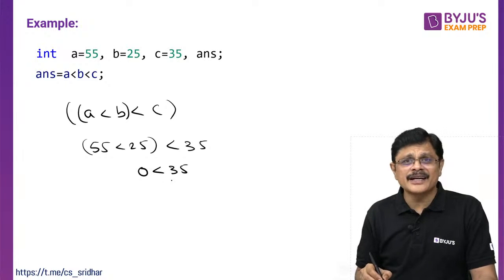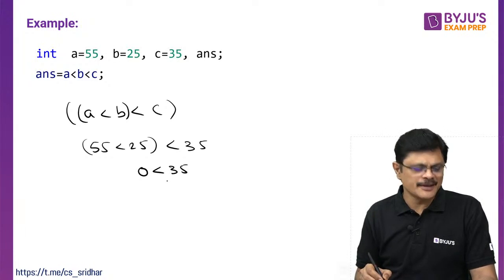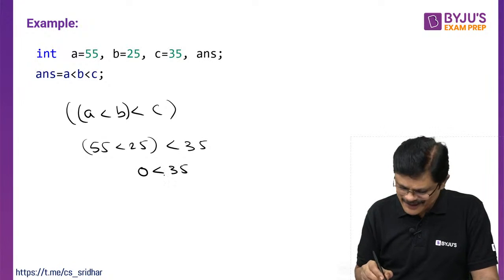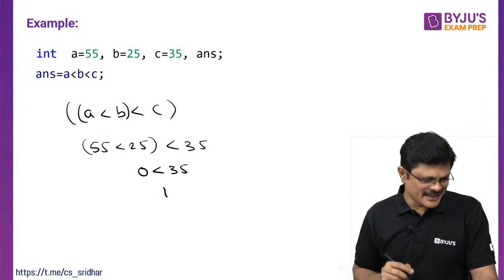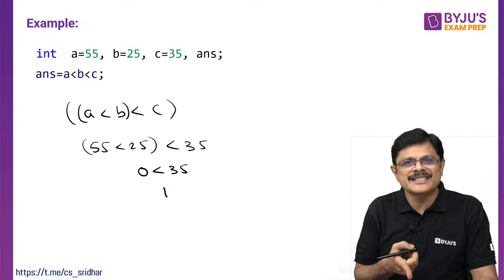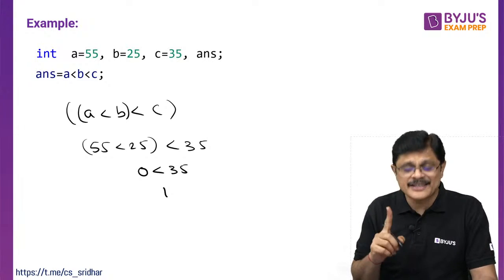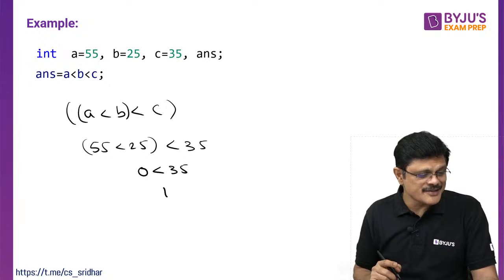No. 0 less than 35? 0 is not less than 35. Yes, na? 1. Yes, 1 is the result. So if you run this or print this answer value, the answer which you get is 1, my dear friends.